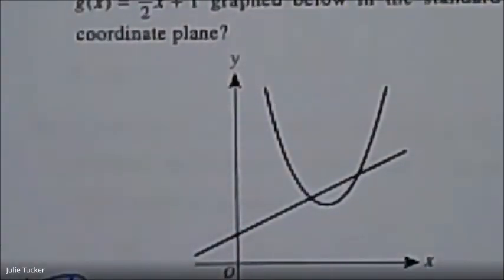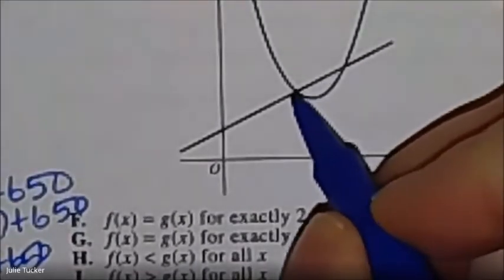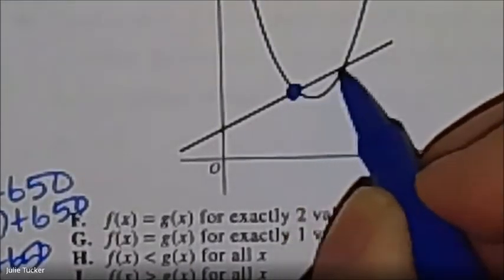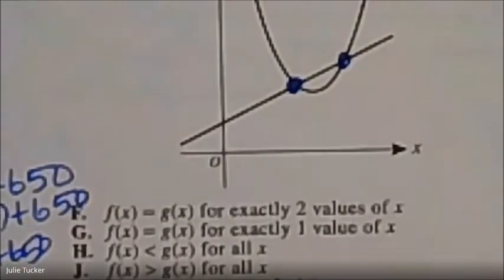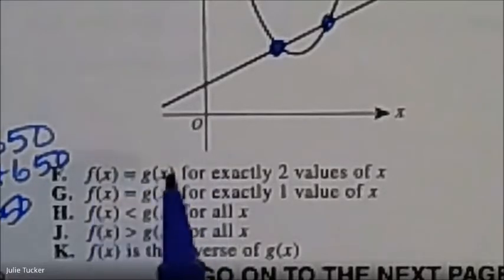No. So, here's one thing that's true. They have the same values at the intersection points. So this part where it's saying f of x equals g of x for exactly two values of x is true. And the rest of them aren't true because they're saying f of x is less than or f of x is greater than g of x for every x.